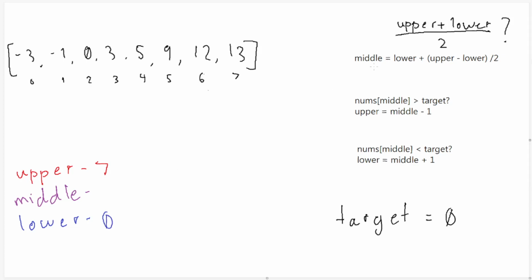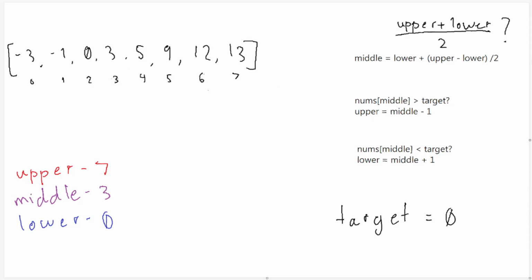Okay, we're going to calculate the middle by taking the average using this equation. So upper minus lower divided by 2 is 3.5, which gives us 3. Add that to lower, 0, still gives us 3. I'm going to put middle here. Then we're going to do our checks. Obviously if the element at index 3 is our target, then we will want to return middle.